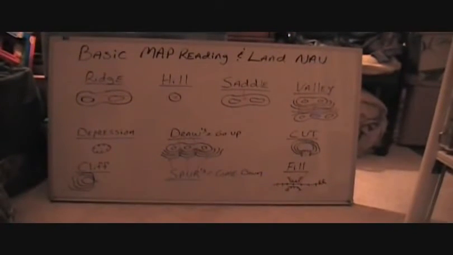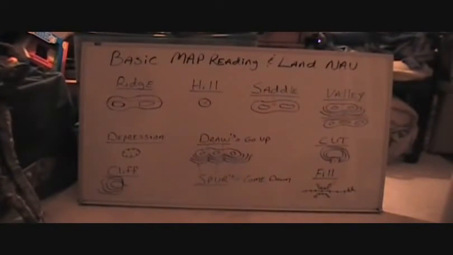Alright, so back to the whiteboard here. Alright, we'll start with the top left. That's what a ridge is going to look like on your map. All those circle lines and all them lines that you see right there on the whiteboard are representing contour lines which show elevation. So I'm going to try to find each one of these on the map for you.